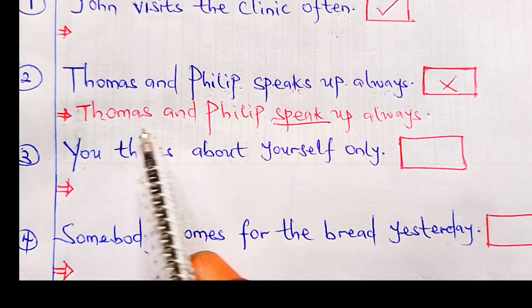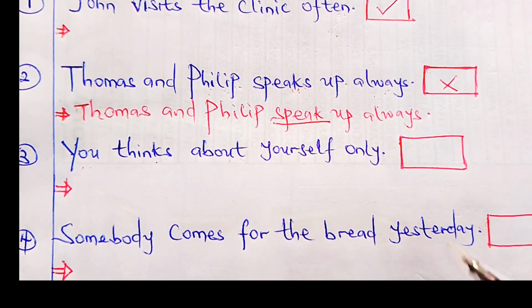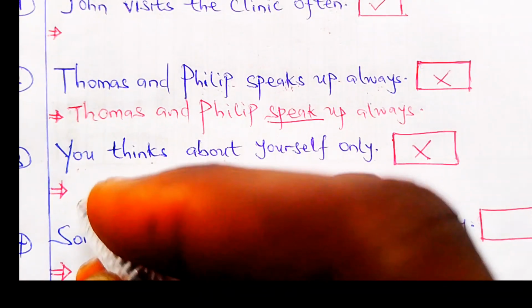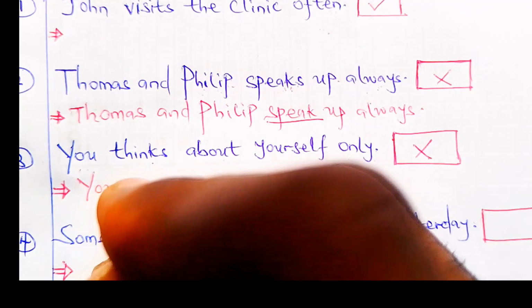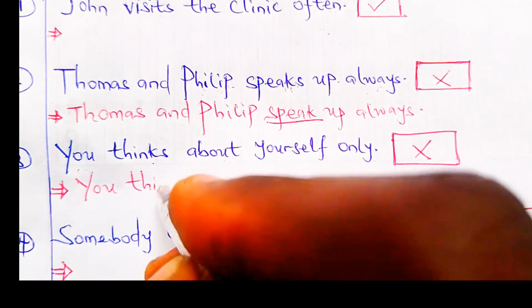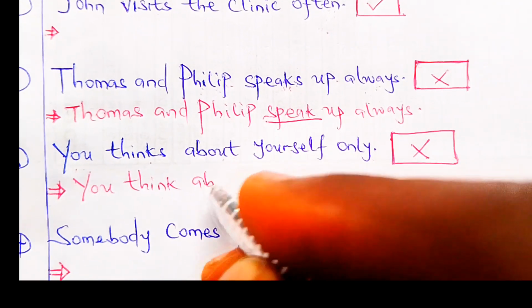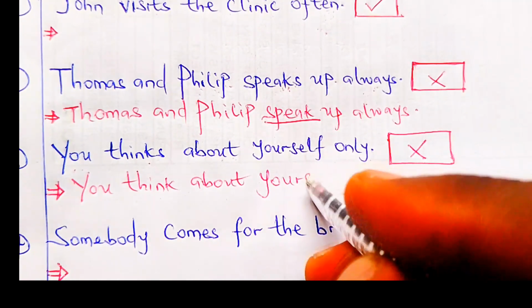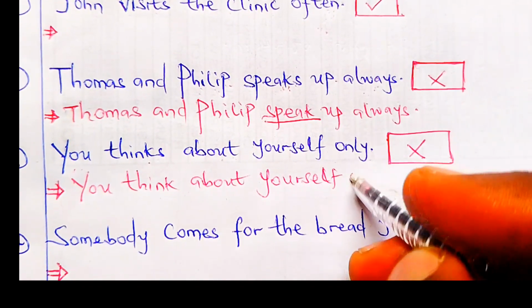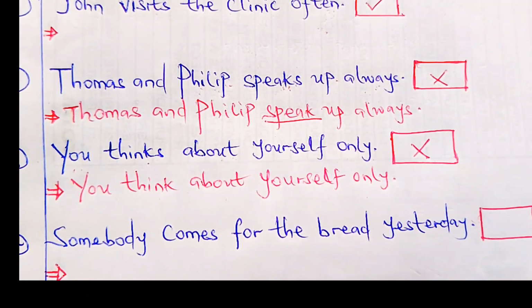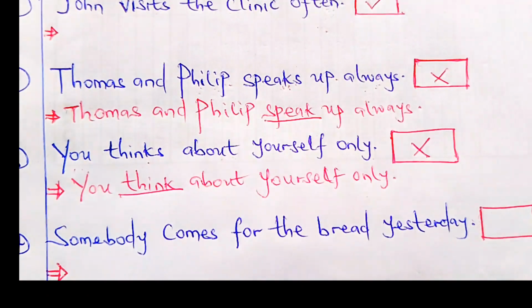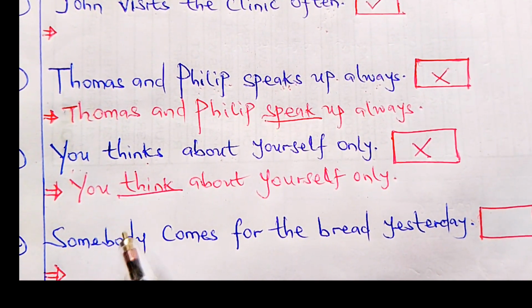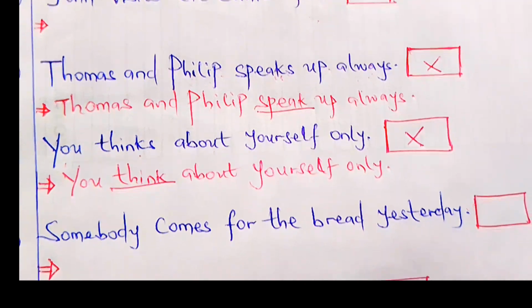This is wrong because thinks is a singular verb, and should not go with you. So this is wrong. So what should it be? It should be: you think about yourself only. You think about yourself only. So you always go with a plural verb. So let's see the next.